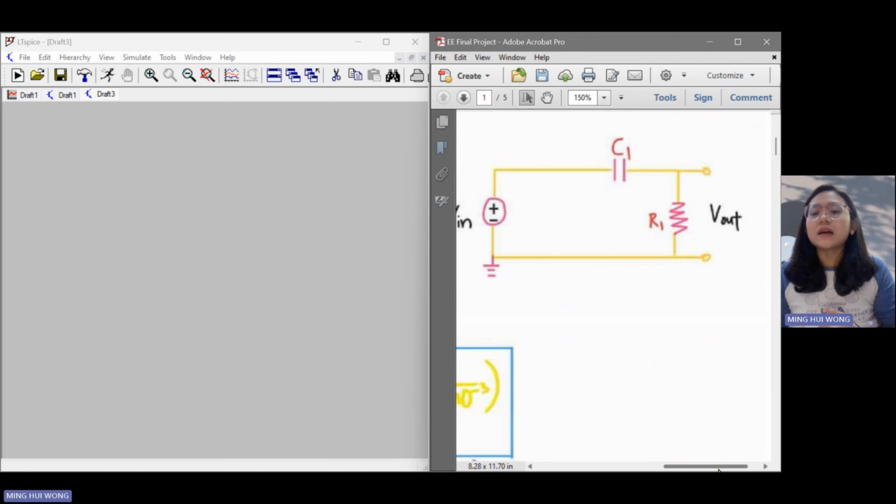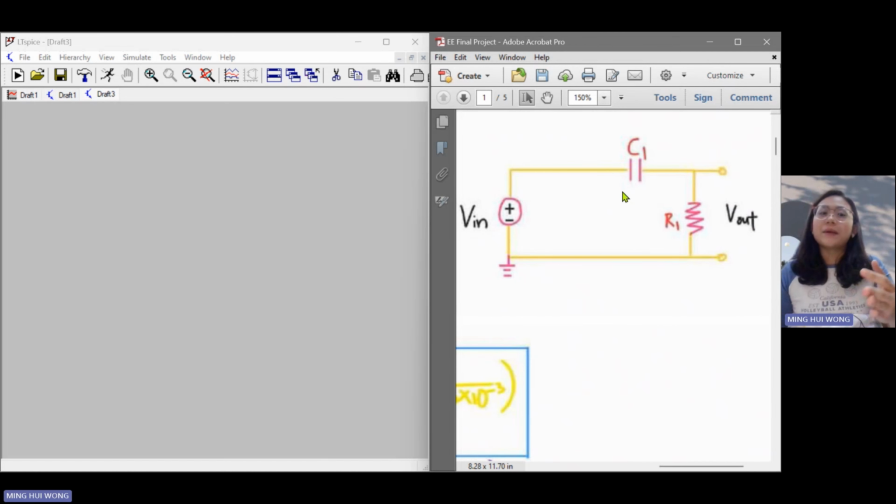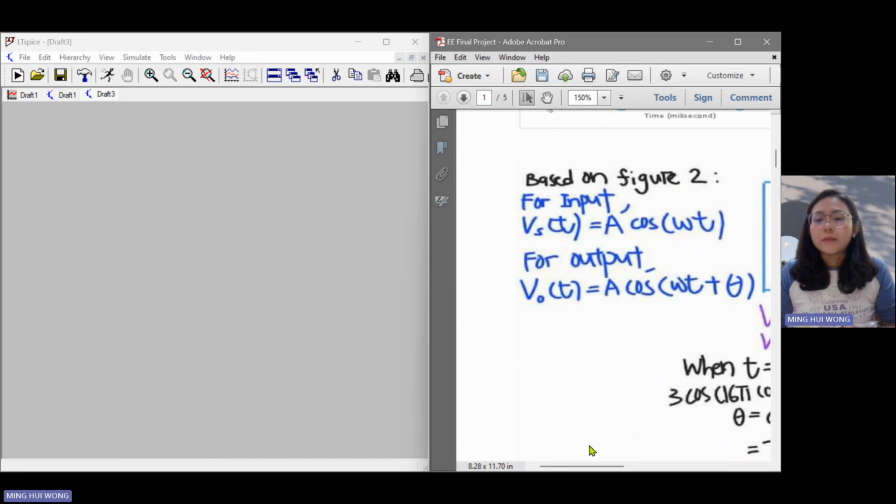Before I move into the calculation for the circuit component, this is the roughly constructed circuit by myself, so that later we can try whether it is valid or not. This area is the input, and this is the output. I use components C and R. Okay, let's move on.